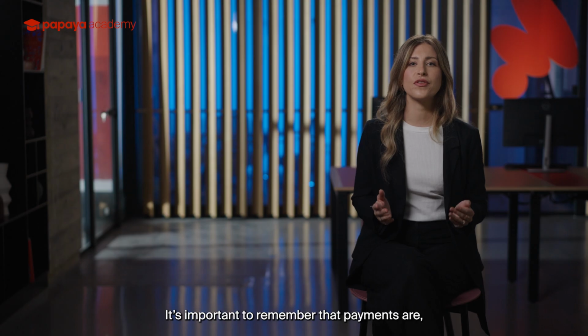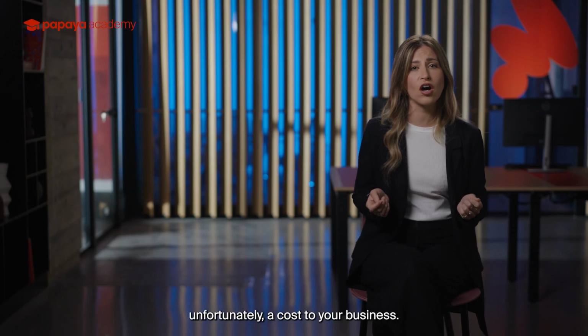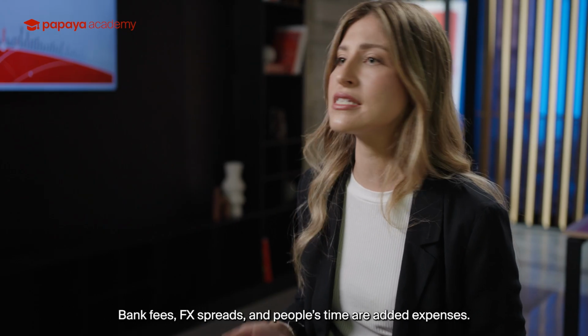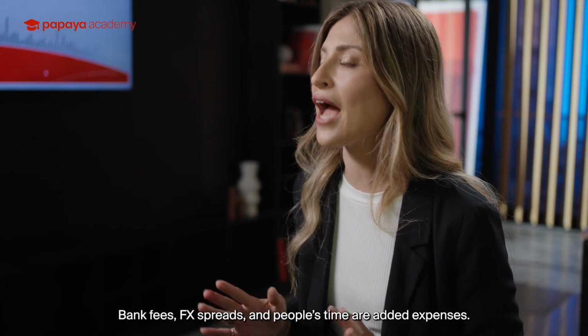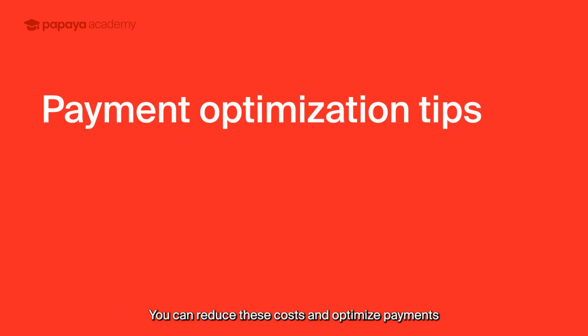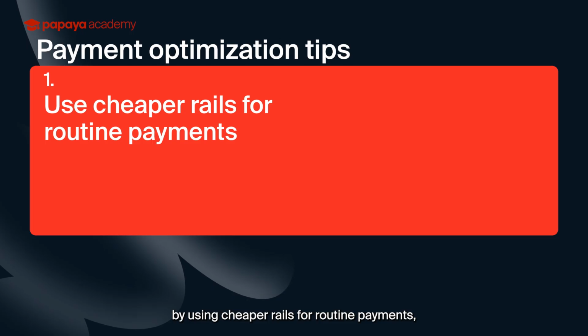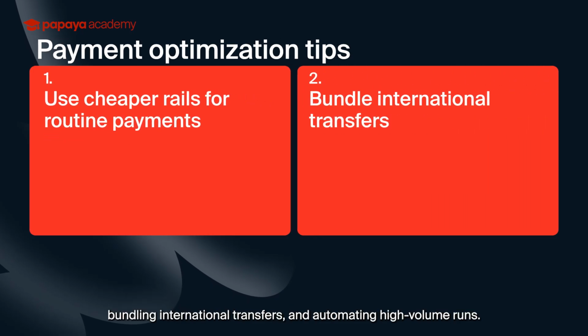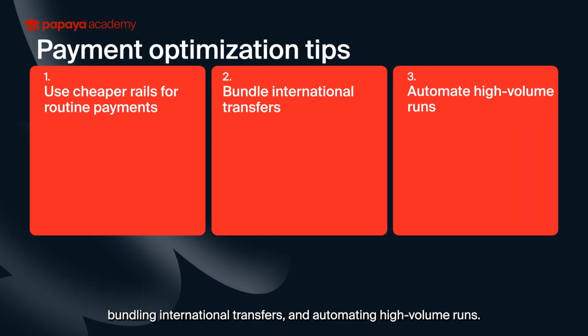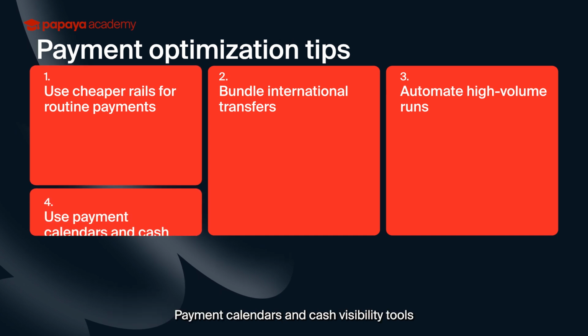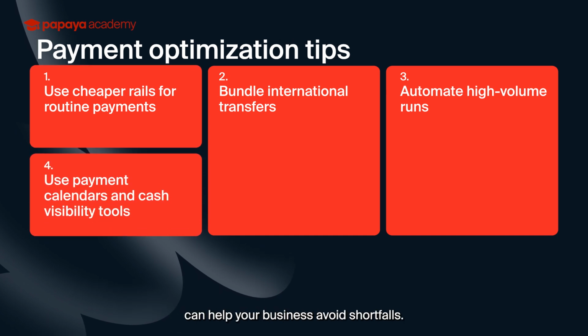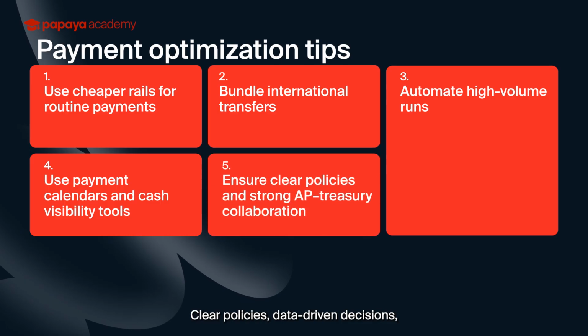It's important to remember that payments are unfortunately a cost to your business. Bank fees, FX spreads, and people's time are added expenses. You can reduce these costs and optimize payments by using cheaper rails for routine payments, bundling international transfers, and automating high-volume runs. Payment calendars and cash visibility tools can help your business avoid shortfalls. Clear policies, data-driven decisions, and strong AP-Treasury collaboration will help it all work.